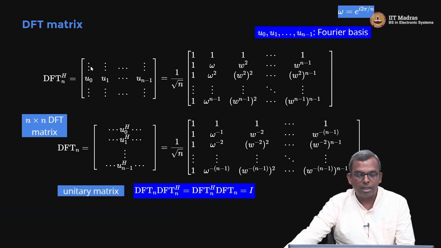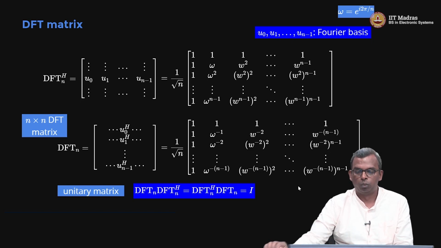So this is clearly a unitary matrix. You can check this out: DFTn Hermitian times DFTn is the same as DFTn times DFTn Hermitian, and this is just I. That's an important fact to remember. So this is the DFT matrix. It's a unitary matrix.